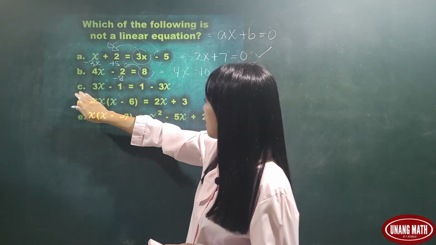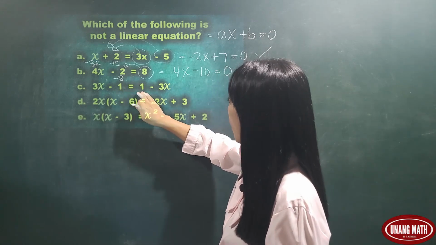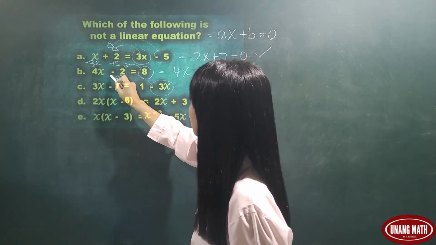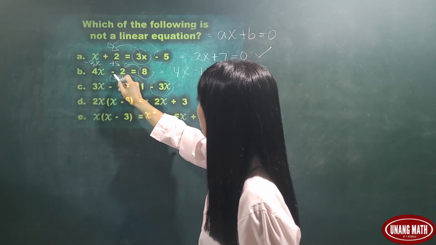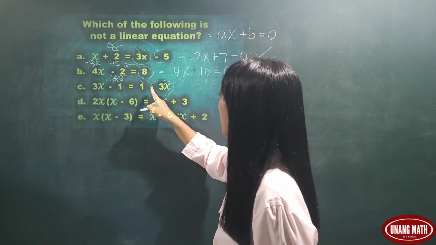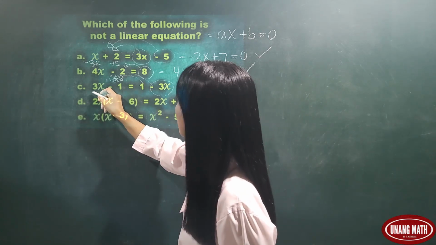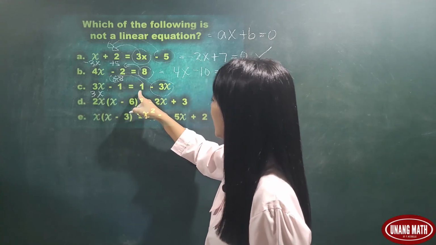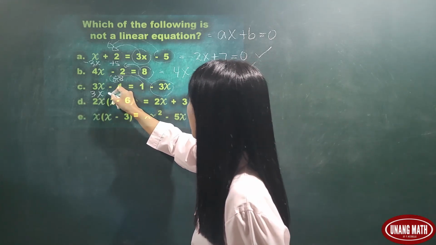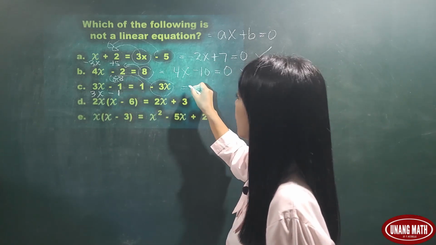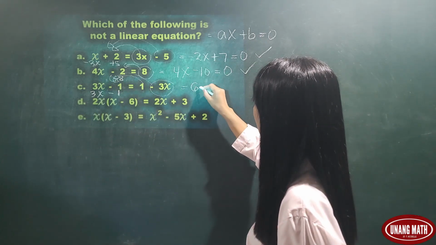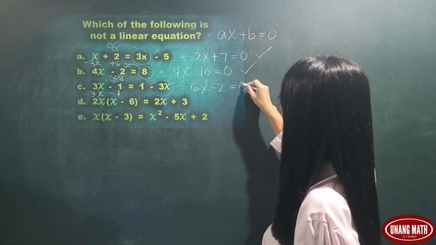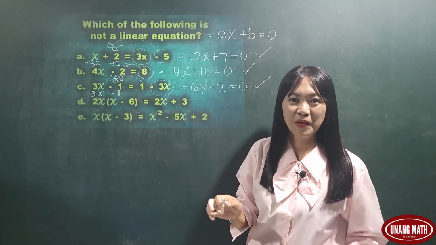Okay, what about letter C? 3x minus 1 is equal to 1 minus 3x. Transpose negative 3x and positive 1 to the left side. This is negative 3x, so it becomes positive 3x. So 3x plus 3x minus 1, and this is positive 1, so it becomes negative 1, so minus 1. So we have 3x plus 3x, 6x. Negative 1 minus 1 is negative 2, and this is equal to 0. So this is also correct.